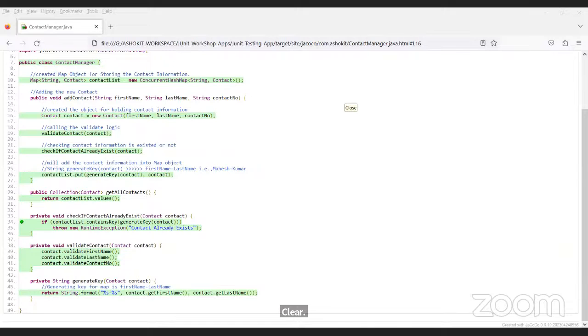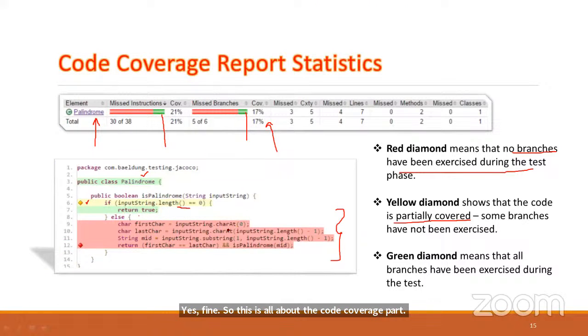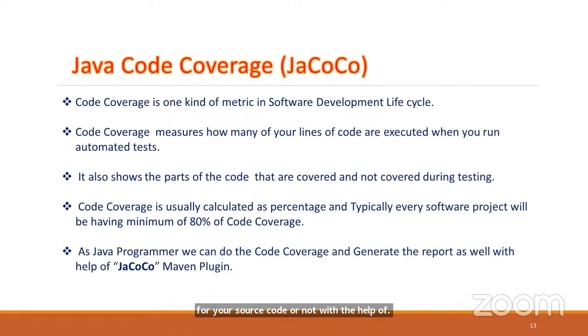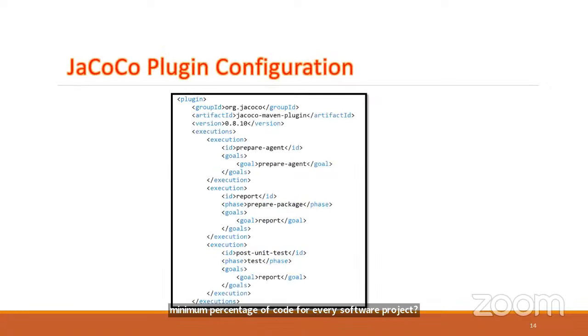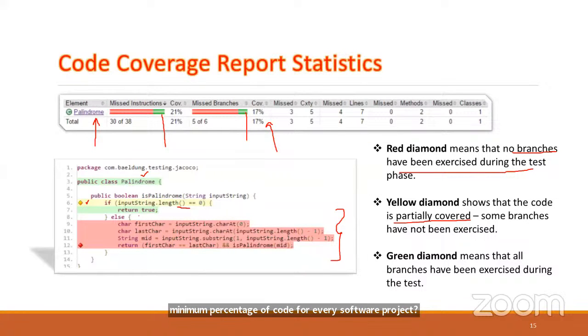Yes. Fine. So this is all about the code coverage part. Hope you guys are comfortable with how to write basic JUnit test cases and how you can ensure whether your test cases have covered your source code totally with the help of the JaCoCo plugin. What is the minimum code coverage percentage for every software project? 80%, sir. Minimum 80.